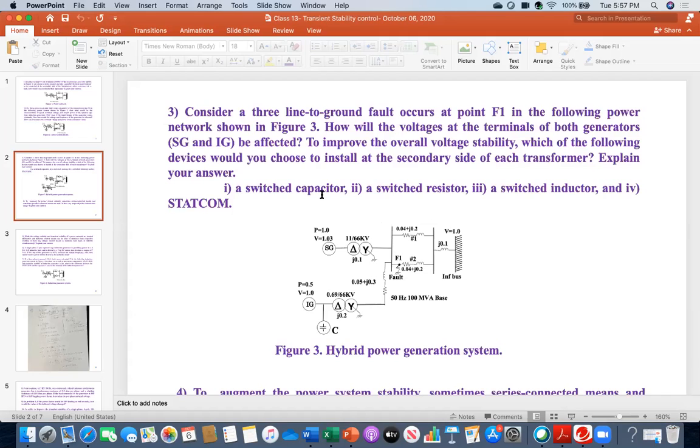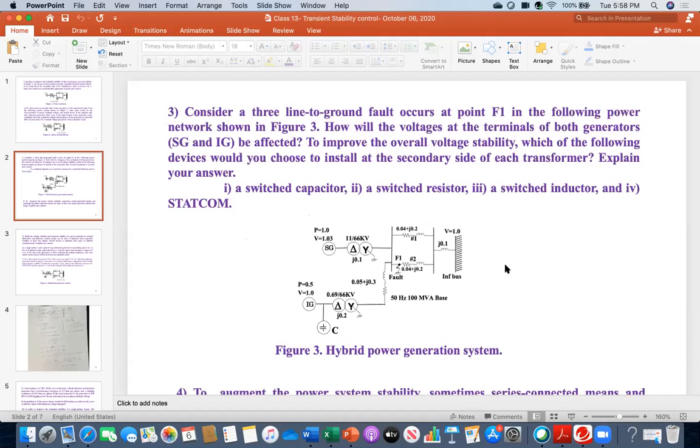Like as you said, switch capacitor and STATCOM. So Manoj, what did you say? Where will you put switch capacitor and STATCOM? I put it in the secondary side of the induction generator. Okay, so switch capacitor and STATCOM, and I will put a switch resistor on the secondary side of the synchronous machine. Yes, exactly.